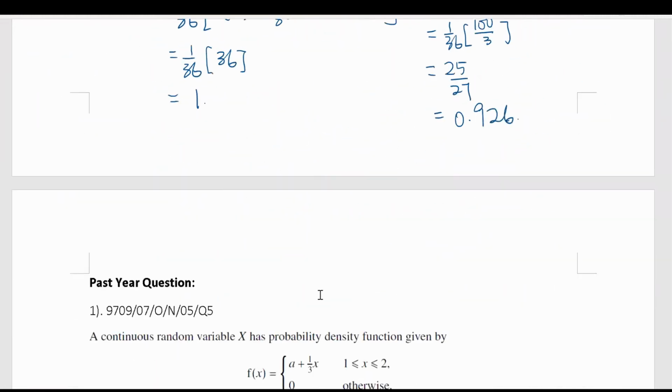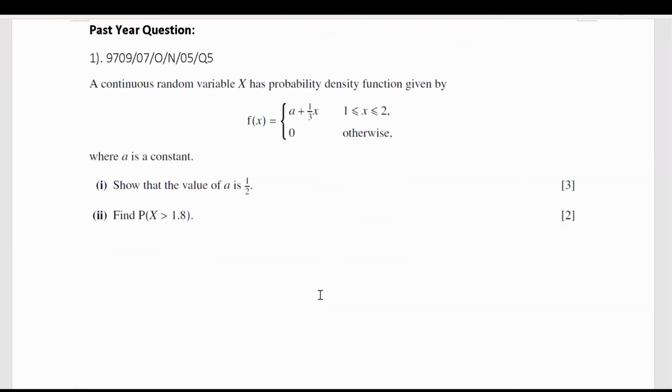Now we have a lot of past questions. Okay, this is a question from October, November 2005. Last time we called it paper 7, right? Step 2, paper 7, question 5. It's telling you the continuous random variable X has the probability density function, PDF, given by this. As we can see, this is a linear function and it's only defined between 1 and 2. Anything else, 0.